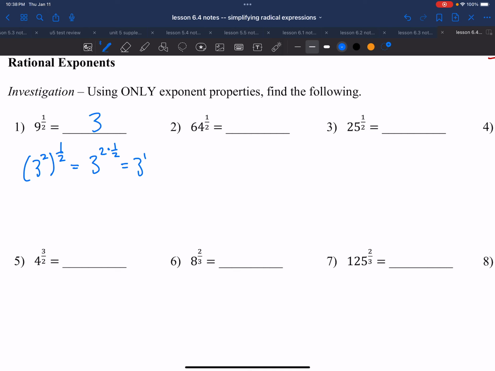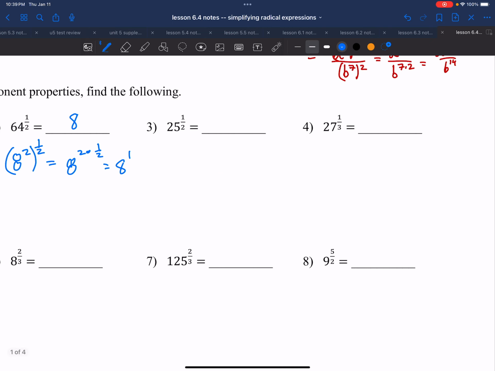Okay, that's interesting. And I'm going to just repeat this process for the other ones. 64, I know that that's 8 squared. And why am I really doing this? Well, I'm seeing that the power has 1 over 2, and recognizing them as squares, being a power of 2, I've got this forward thinking that 2 will multiply with a half to go away. So 8 squared is 64, and 8 squared to the half is 8 to the power of 2 times a half, which is 8 to the 1. Hopefully at this point you're catching on to the pattern, the routine of these, right?